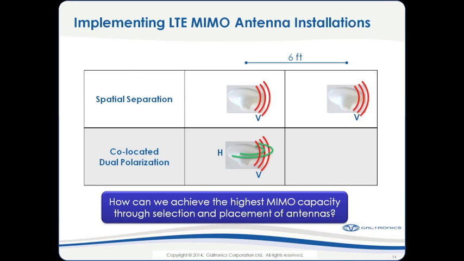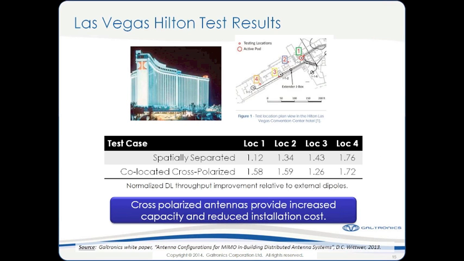So we did some testing in Las Vegas. If you're familiar with Galtronics, you've likely heard or seen the results. But what I want to briefly discuss here is that when you use cross-polarized co-located antennas, you're actually able to achieve a little bit higher throughput than you would if you just use 2 spatially separated vertically polarized antennas.